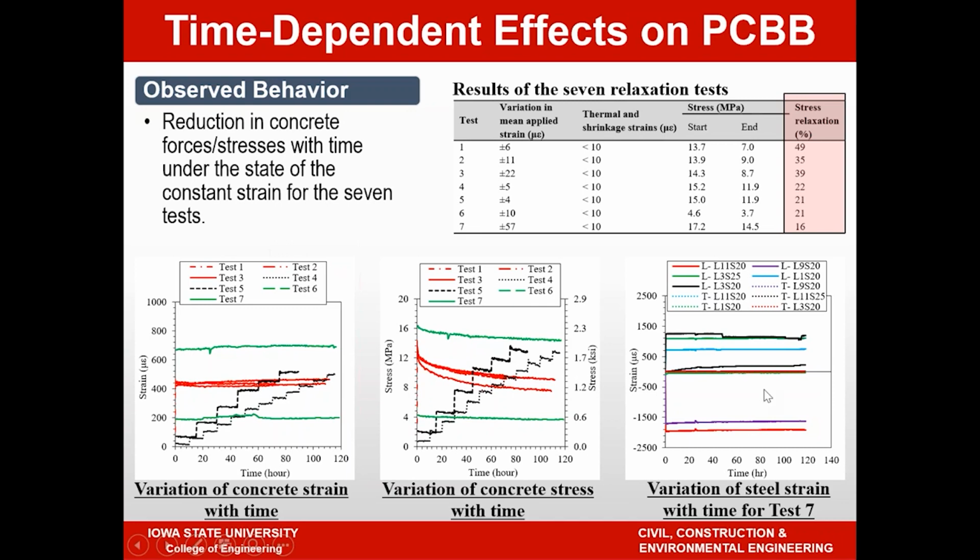On the right-hand side, you can see the strains in the last test, which is the beam, where the strain gauge data of the beam's reinforcement shows that strains were kept constant during that test as well.